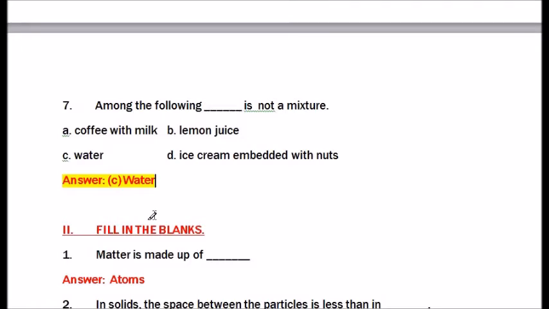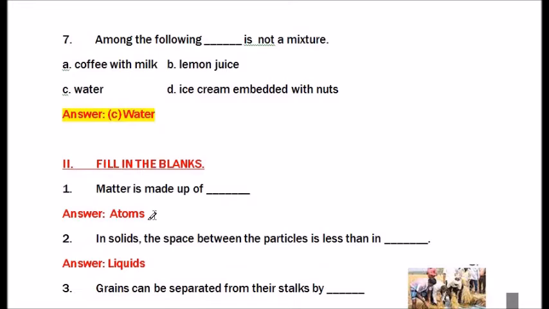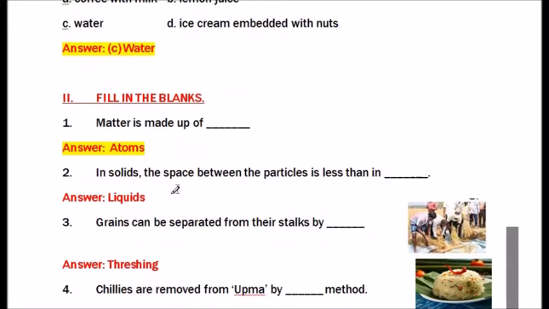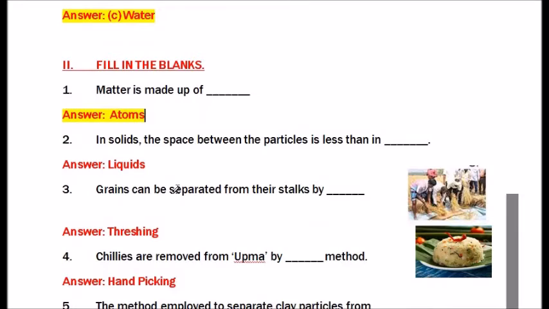Moving to Roman number 2, fill in the blanks. Question number 1. Matter is made up of dash. The answer is atoms. Question number 2. In solids, the space between the particles is less than in dash. The answer is liquids. In solids, the space between the particles is less than in liquids.